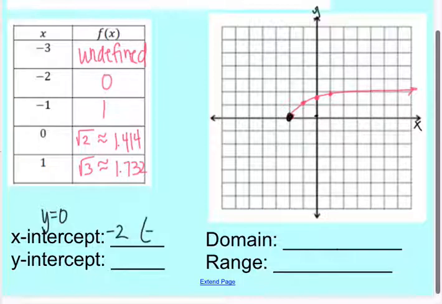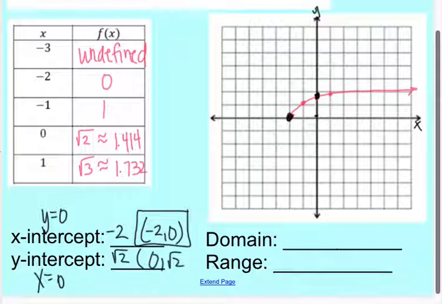And if I wanted to write it as an ordered pair, I'd write -2, 0. Now my y-intercept, that's where it hits the y-axis. Remember, that's when your x is 0. So when my x value is equal to 0, if I look at that, it'd be this point right here, and when we plugged in 0, we got out the square root of 2. So if I wanted to write it once again as an ordered pair, it'd be 0, square root of 2.